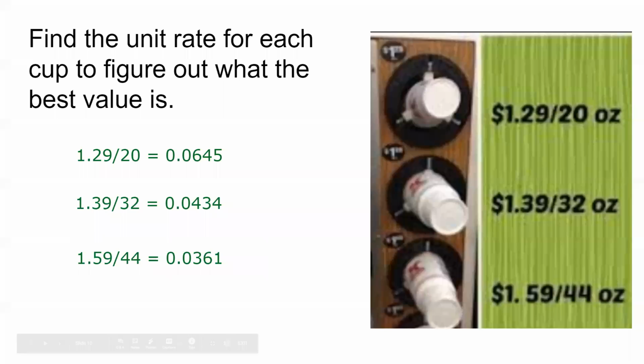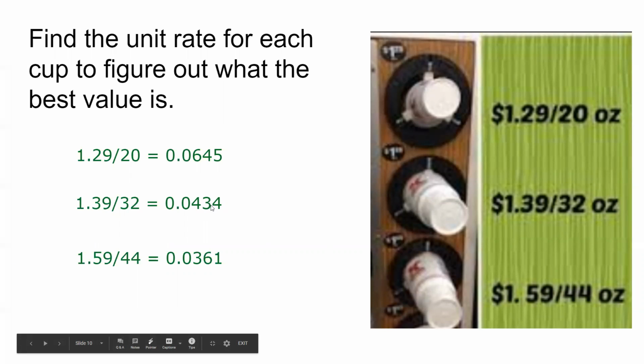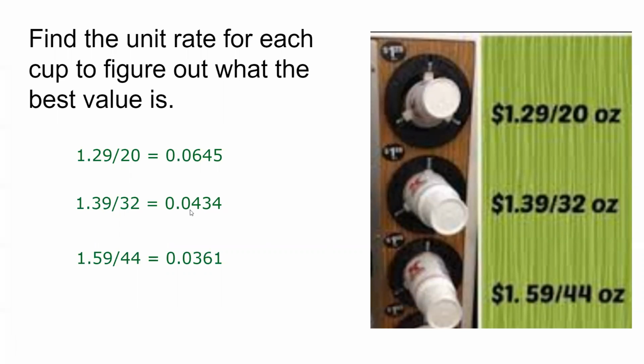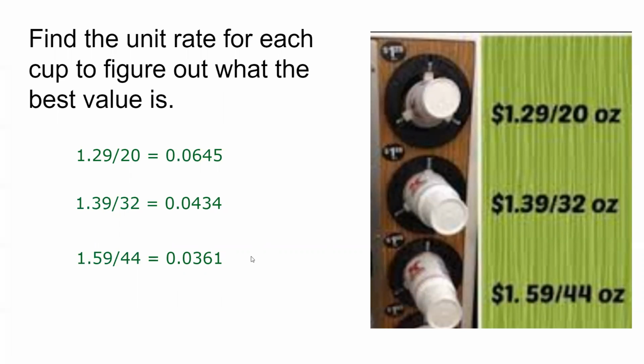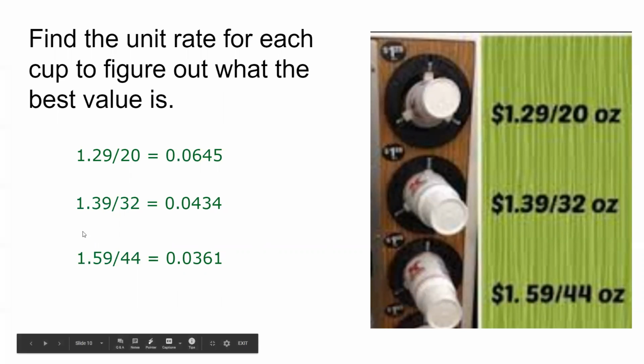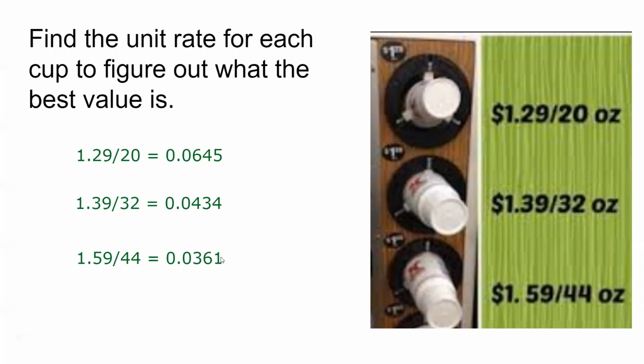And then here's your answers for the bottom 2 cups. So for that second cup, we should only be paying about 4 cents per ounce. And then for this last cup, it is about 3 cents per ounce. So we are trying to figure out what the best value is. And if you can drink 44 ounces, that cup's going to be the best value. But obviously, if you're only going to drink 20 ounces, that's going to be a better value than that.